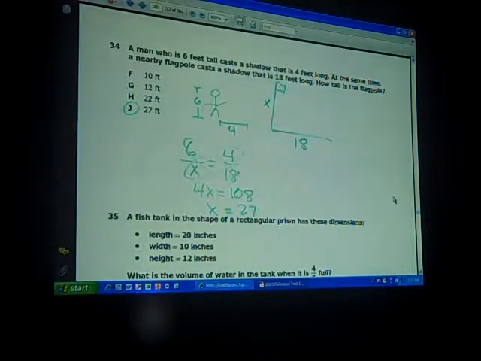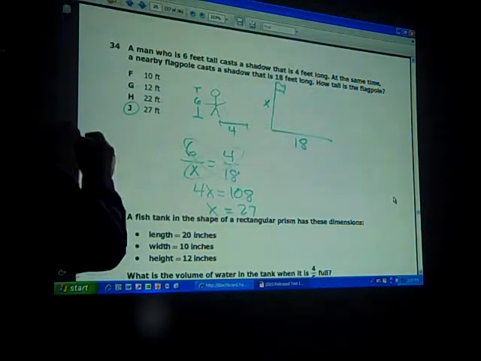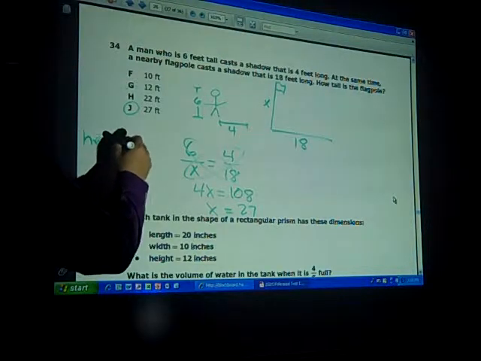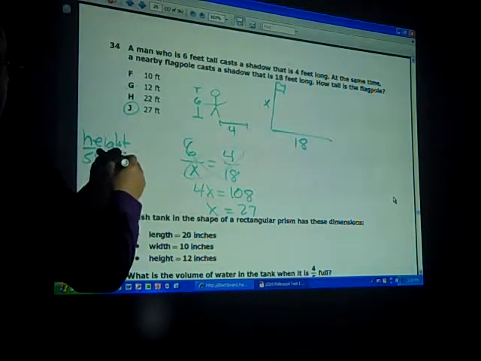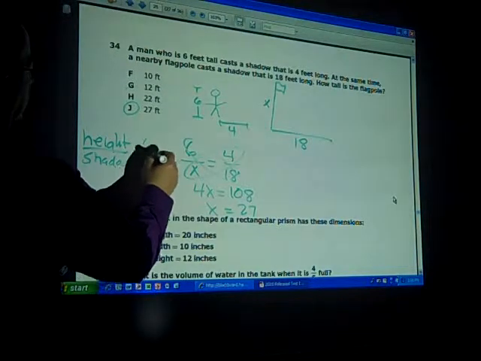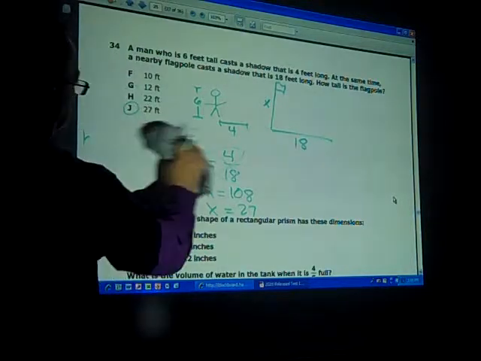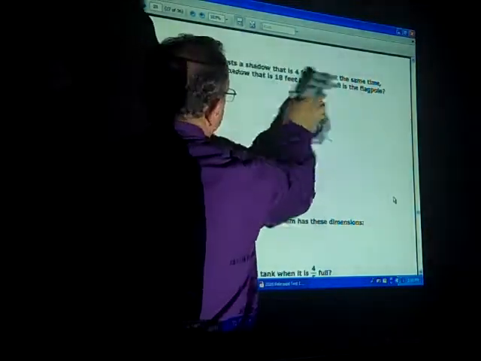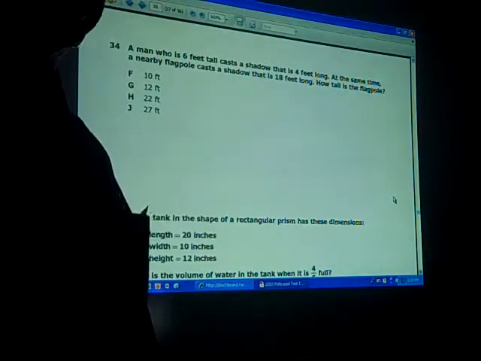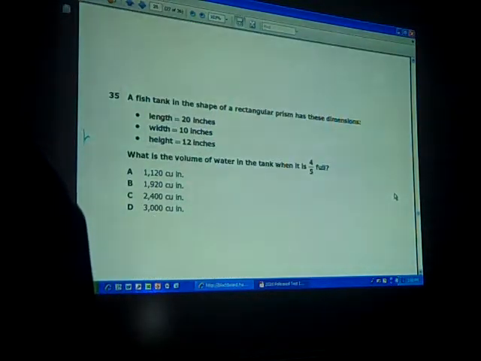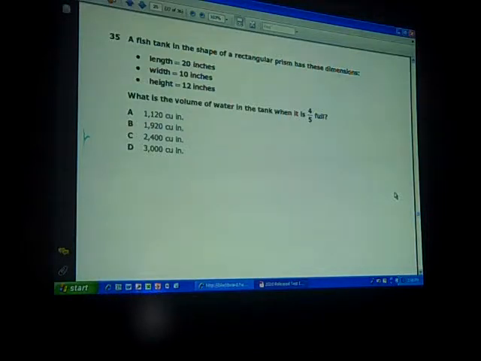Sure, but yeah, this could be triangles, this as well. You could even just set it up, you could do height of the shadow, height of the shadow. Yeah. Guys, you don't have to draw pictures, though. I mean, I do, but you don't have to. You can just do height over shadow. And you would have 6 over 4 equals X over 18. Cross multiply to get the same thing. We're just making triangles. Either way. That's based on similar triangles. That's 34.